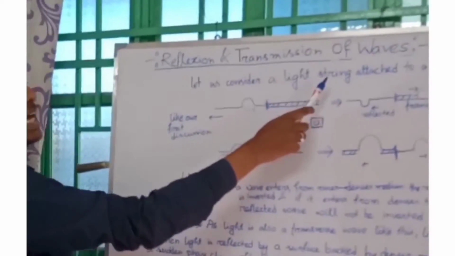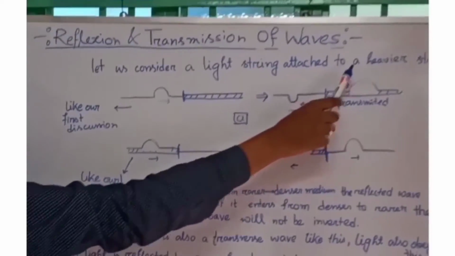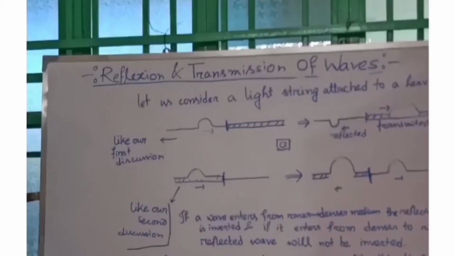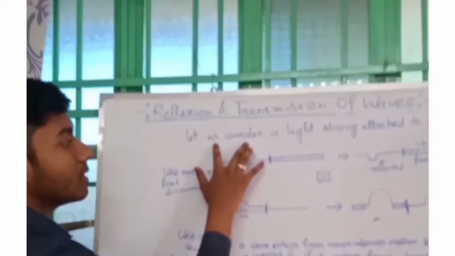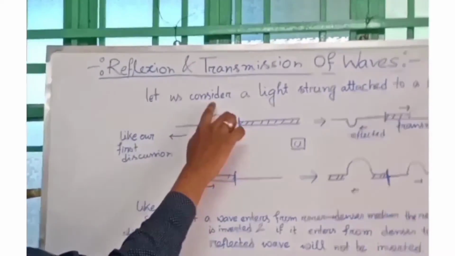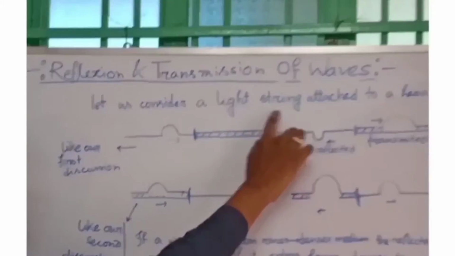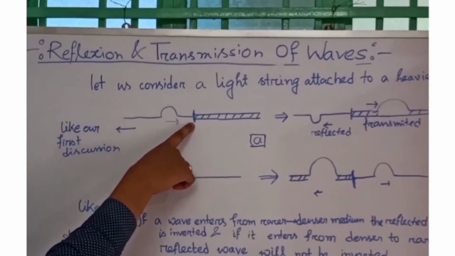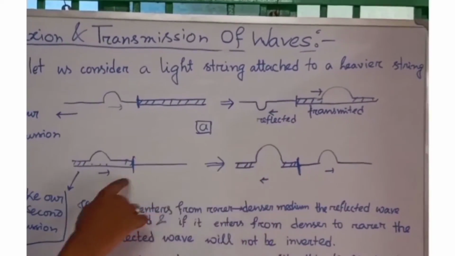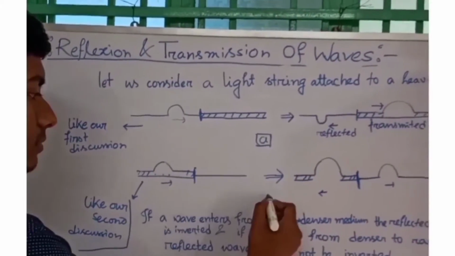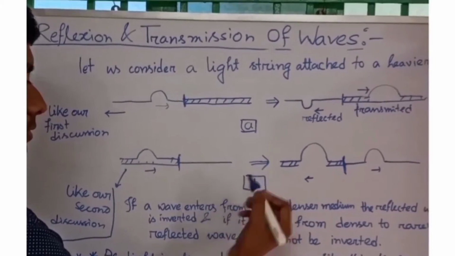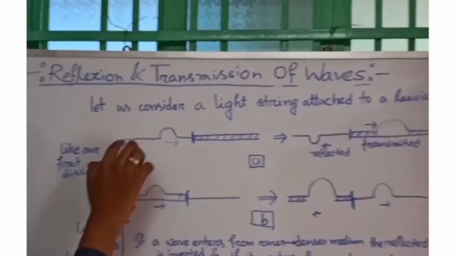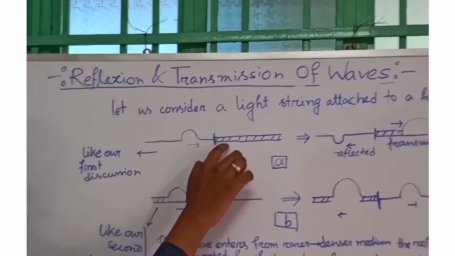Consider a light string attached to a heavier string. In fact, we are considering a composite string, which means a light string attached to a heavier string, and this is the junction point. Okay, in figure A, we can see this is the lighter string and this is the heavier string.